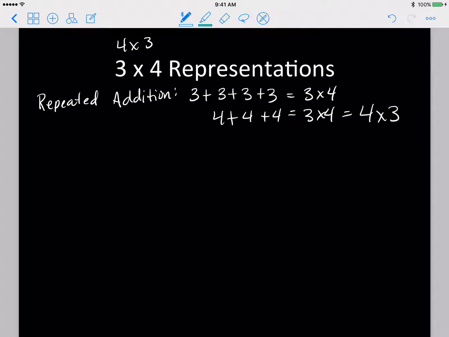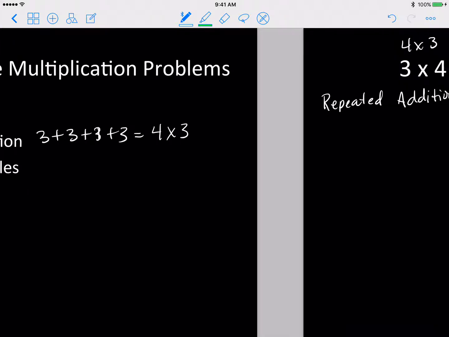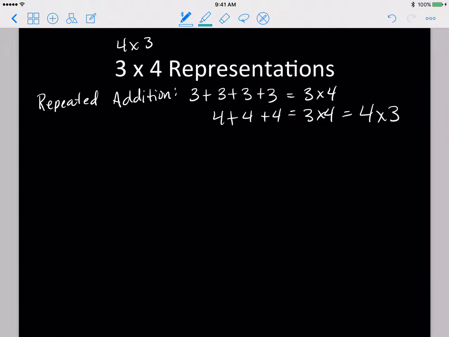I also talked about finding, what did I do? What did I put next? Repeated addition, finding the multiple. Some people like to do this. So if we look at 3 times 4, we're going to pick one of the factors. It doesn't matter which one. So let's start with 3. I'll show you both ways. We're going to list the multiples.